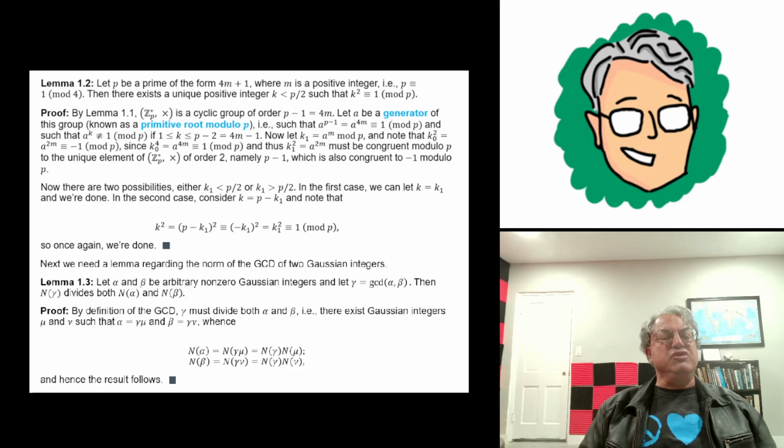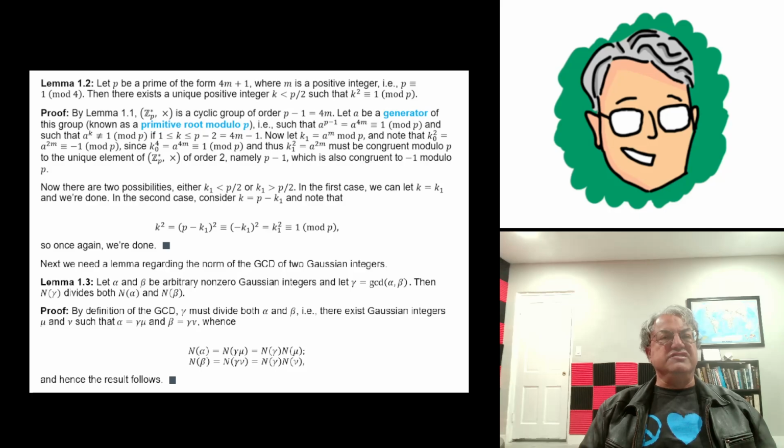And now what I'm claiming with this lemma is that if this is the case, then the norm of gamma has to divide both the norm of alpha and the norm of beta. This is a very useful result, it turns out. And it's actually very easy to prove.